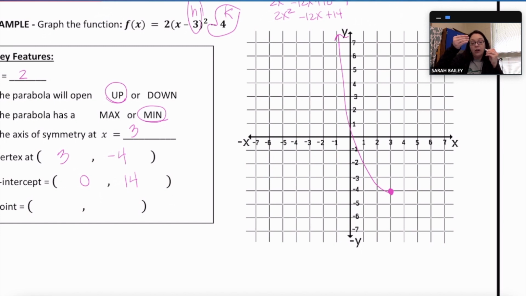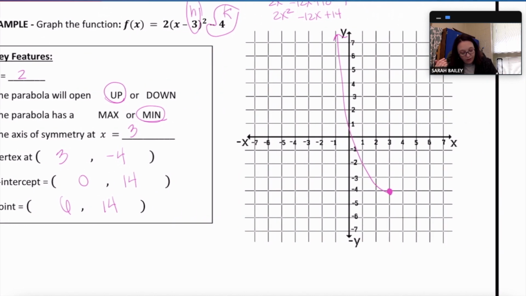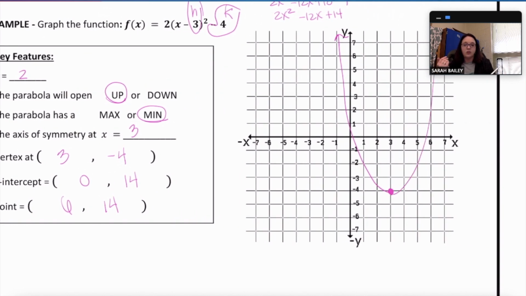halfway between my y-intercept and whatever this other mirror point is going to be. So if my vertex is 3 units to the right, then the point would have to be 3 more units, 1, 2, 3, and it's going to have the same y coordinate as my y-intercept. So it should be 6, 14. Okay, so the other point should be (6, 14), but we can still sketch it. It'll look something like that.